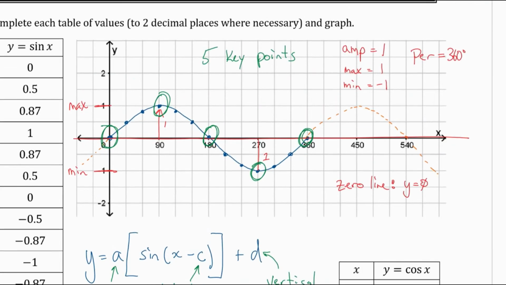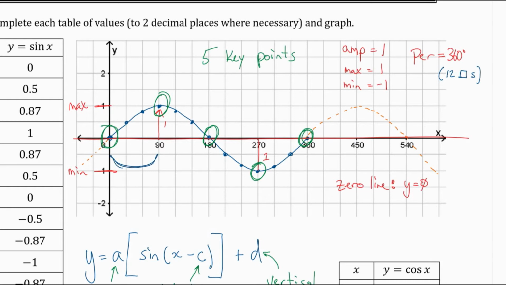The period is 360. Because I'm counting by 30s, 30, 60, 90, that means one cycle is going to be 12 squares. 1, 2, 3, 4, 5, 6, 7, 8, 9, 10, 11, 12. Okay, it's going to be 12 squares, and 12 divided by 4, because I can divide it into 4 quarters, is 3 squares each. So my period of 360 is 12 squares with this scale that I have. And between each of the 5 key points is 3 squares.